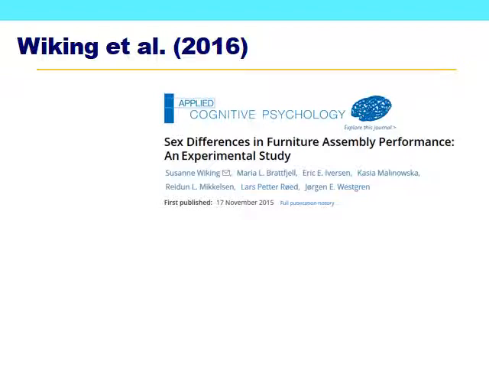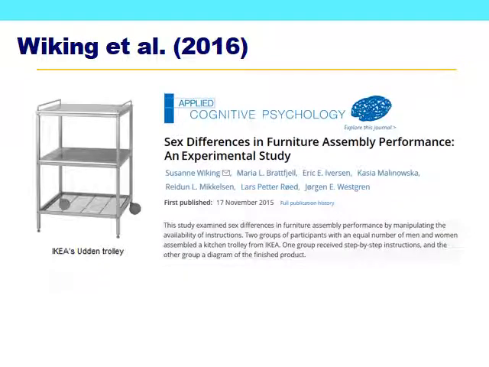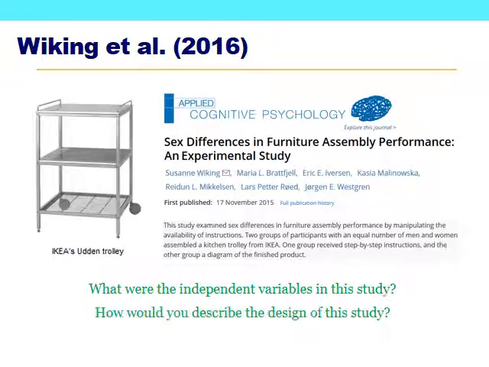To test this possibility, these researchers recruited a sample of men and women and had them assemble this kitchen cart from IKEA. Some of the participants were given instructions to help them assemble the cart. Others were not given instructions. So there were two independent variables in this study. Our first independent variable is the person's sex, defined as either a man or a woman. The second independent variable is whether or not they received instructions.